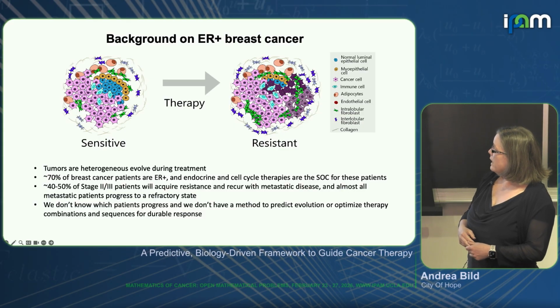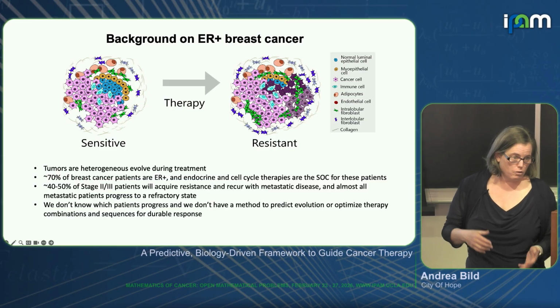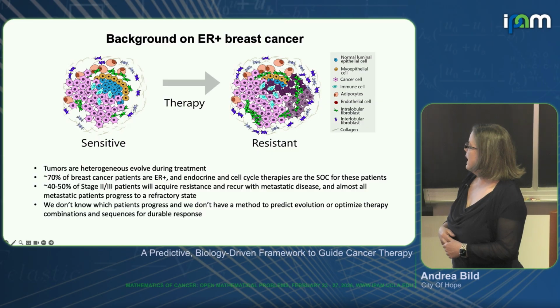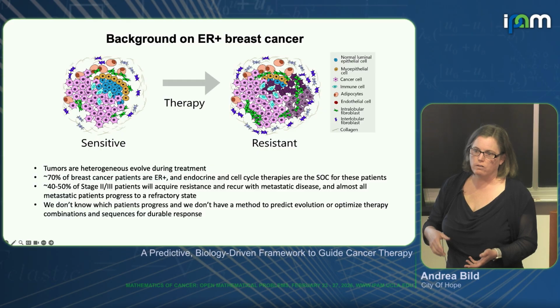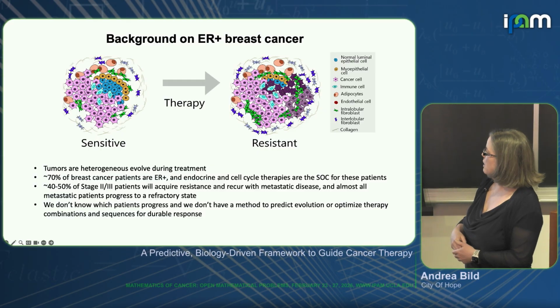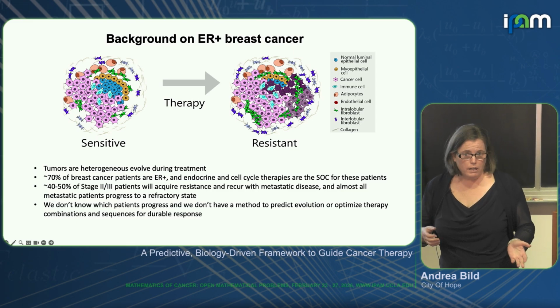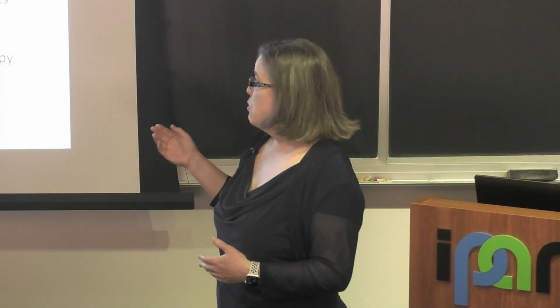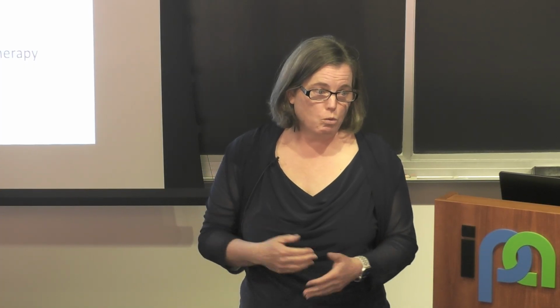And so in breast cancer, the majority of patients are estrogen receptor positive, so there's a large population of patients. For these patients, they're typically given therapy called endocrine therapy that targets estrogen signaling and cell cycle therapy. This is standard of care for these patients. Now, if you're stage 2 or 3 ER positive breast cancer, you have a 40 to 50% chance of recurring with metastatic disease. And if you have metastatic disease, almost all those patients progress to a refractory state, where we don't know which therapy will work best for them.